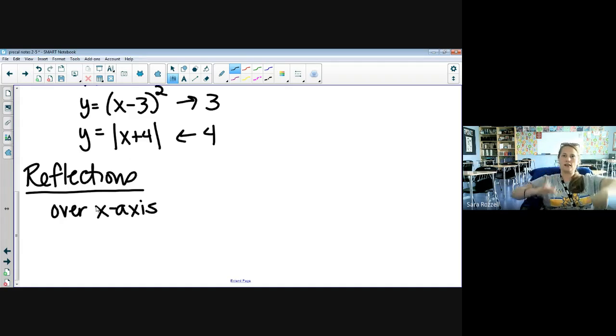So that is kind of like a vertical flip. It's just going in the vertical direction rather than being up. Now it's going to be down. So it's similar to our vertical shift because the negative is going to be outside of the function. So if it's going over the x-axis, the negative is in front of your function.